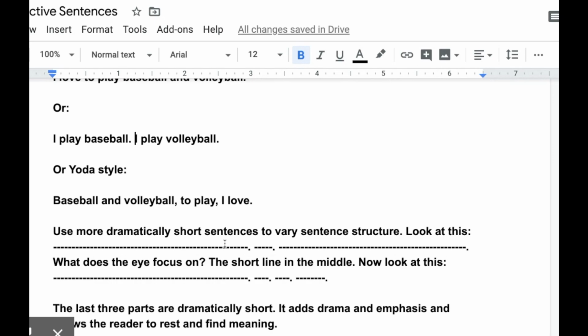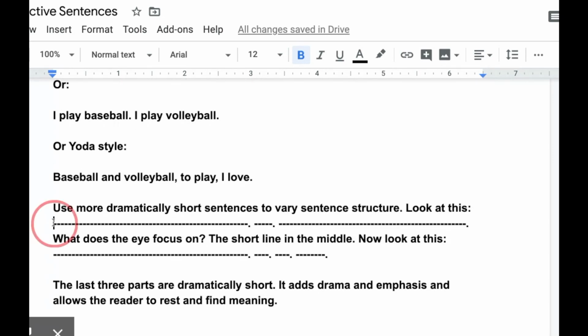Dramatically short sentences vary the sentence structure. Look at this. I have this long line. And then I have this short sentence, boom. And then I have another long sentence, right? What does the eye focus on? Well, the eye focuses on this. This is what we see, right? The short line in the middle. If you put words in there, boom, emphasis, and it draws attention to itself. Now look at this.